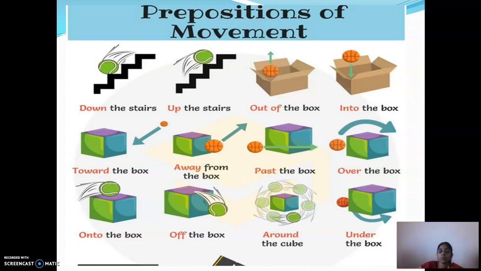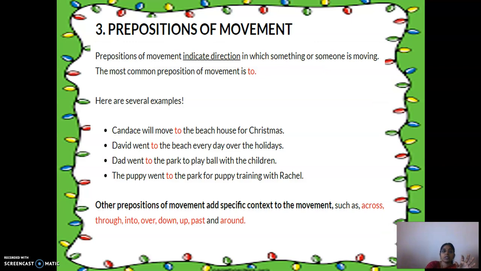It is passing over the box. See that arrow? It is not touching the box. Onto the box. Off the box. Around the cube. Around. See the picture. Around. Fantastic representation. Under the box. So all these are positions of movement, moving objects, right?